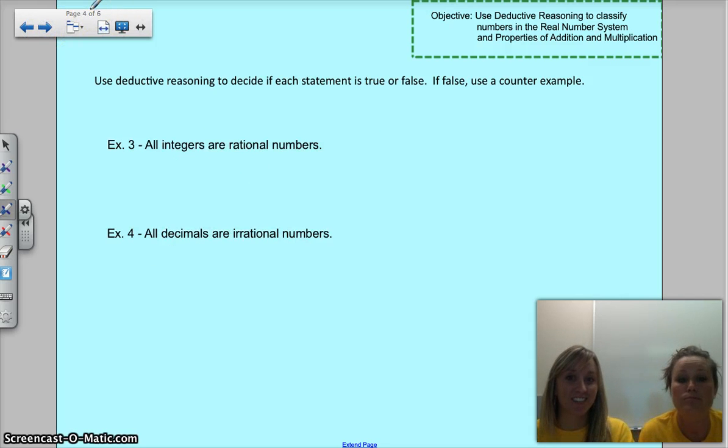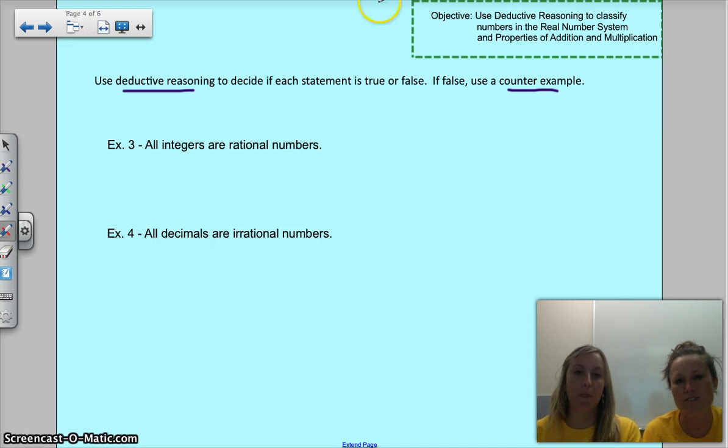Okay, now we're going to actually apply it to some math. So use deductive reasoning to find out if each statement is true or false. So we're going to say true or false, and then if it's false, we're going to say why, basically, and use a counterexample. So example 3, all integers are rational numbers. Are you asking me to apply prior knowledge? Yes.